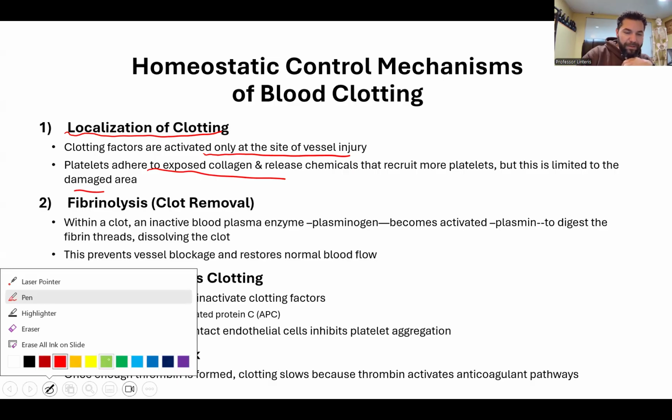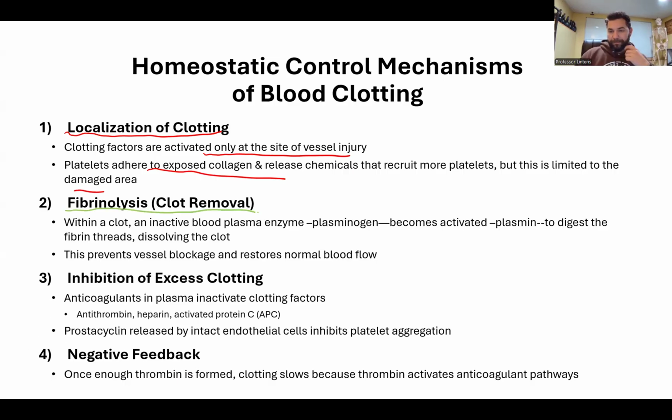We also have the ability to remove clots, right? There is something called plasminogen and plasmin that after that clot is formed and the tissue's healed, they digest, they break down, they literally get rid of the fibrin thing that we just talked about, right? Those fibrin protein threads, and they get rid of it. So they can dissolve the clot, which is awesome, right? Because you don't want that blood vessel to stay blocked. We want blood flow to resume as normal. So we have a localized control. We have an ability to remove blood clots.